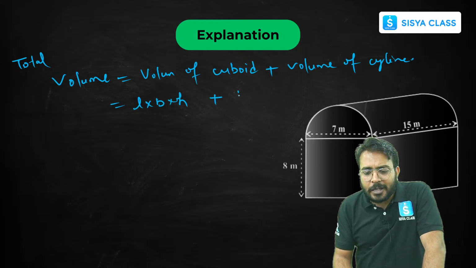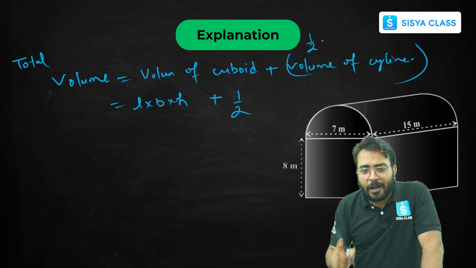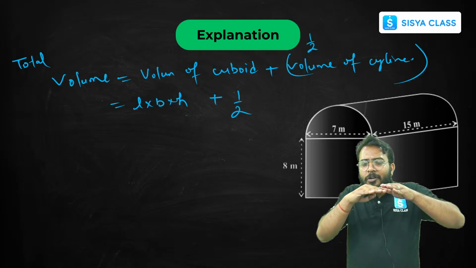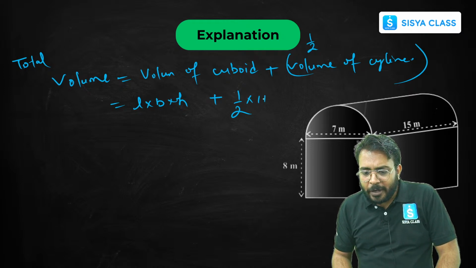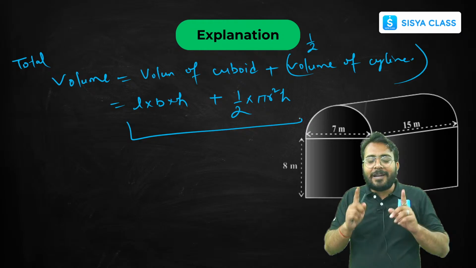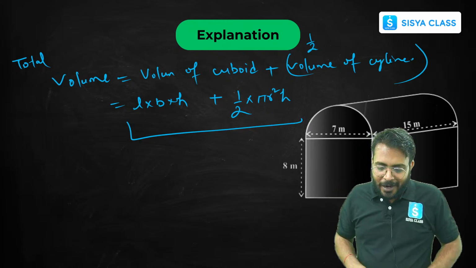Plus you need to take the half volume of the cylinder. Why? Because the cylinder is half here. So it is going to be half of pi R square H. Substitute all the values and you will get the total volume of this shape. Understood my point?